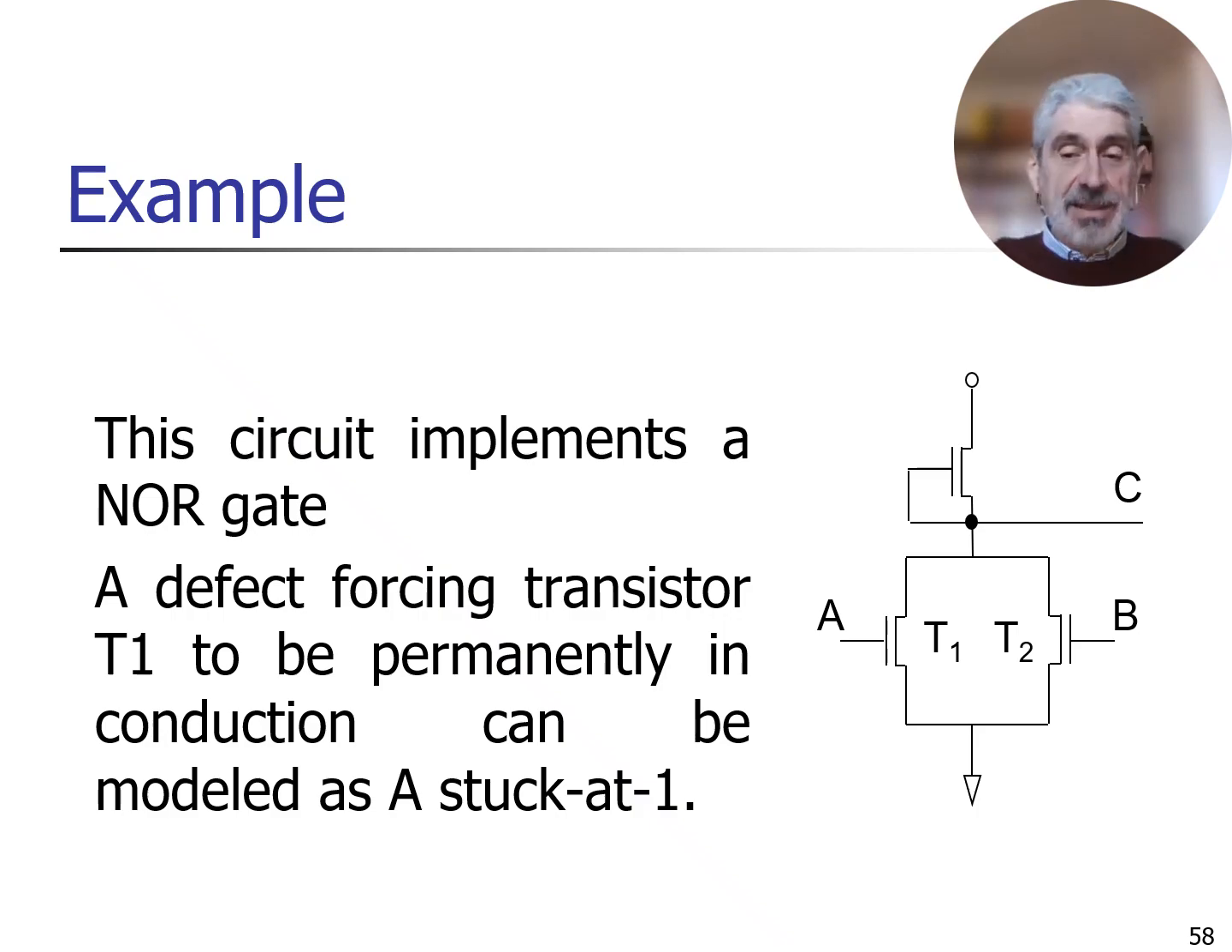When I was saying that stuck-at faults may represent real defects, I was saying something true, and I want to show you an example. This is an OR gate at the transistor level, and let's imagine a defect forcing transistor T1 to be permanently in conduction. This means that C is permanently connected to ground, and this means that the output will always be 0. Now, this defect can be easily and suitably modeled as an A stuck-at 1.